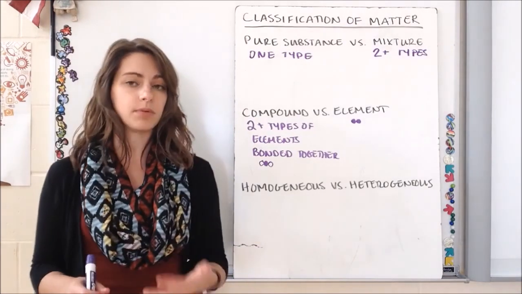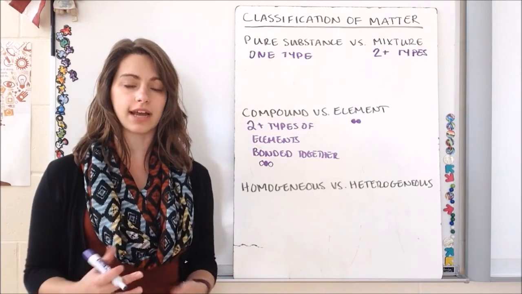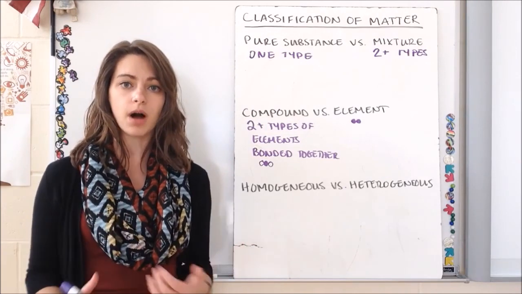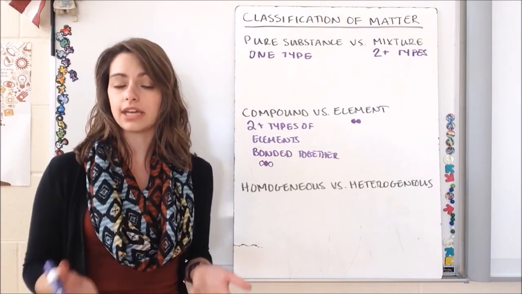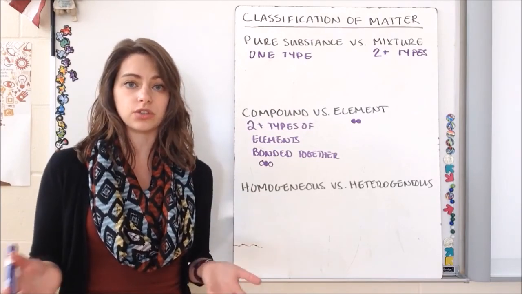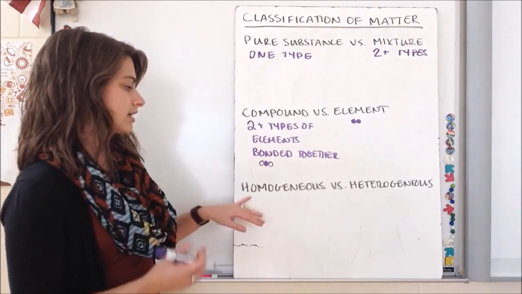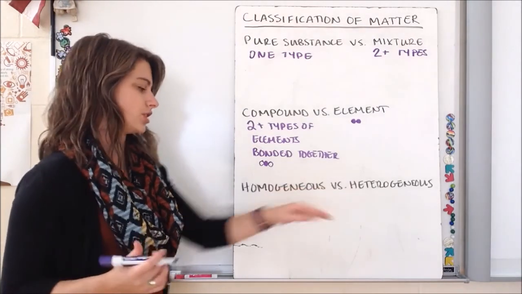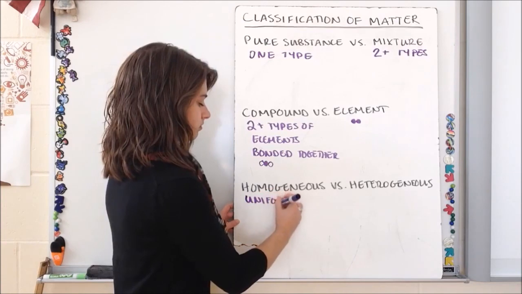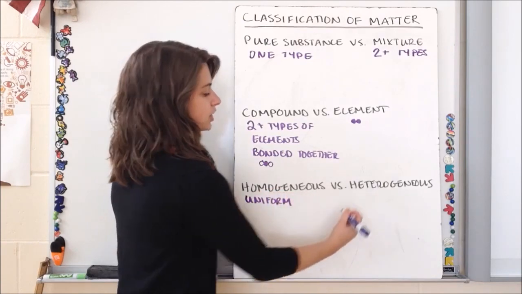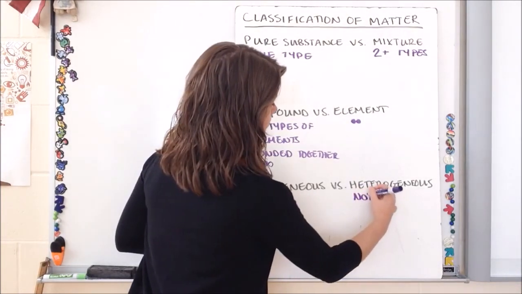Milk is a good example of a homogeneous mixture because milk is actually made up of several different components, but it's so evenly mixed that we can't tell that it's made up of different components. To us, it just looks like one thing. So that's our example of homogeneous versus heterogeneous. Homogeneous is uniform, and heterogeneous is not uniform.